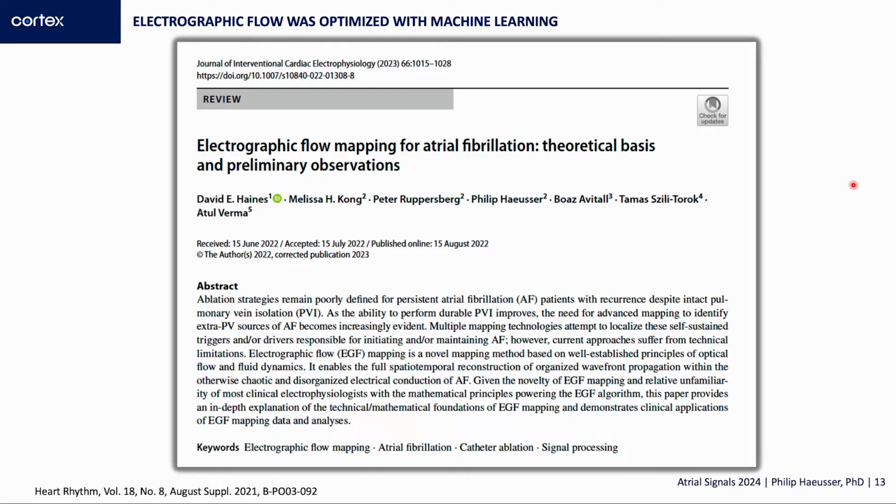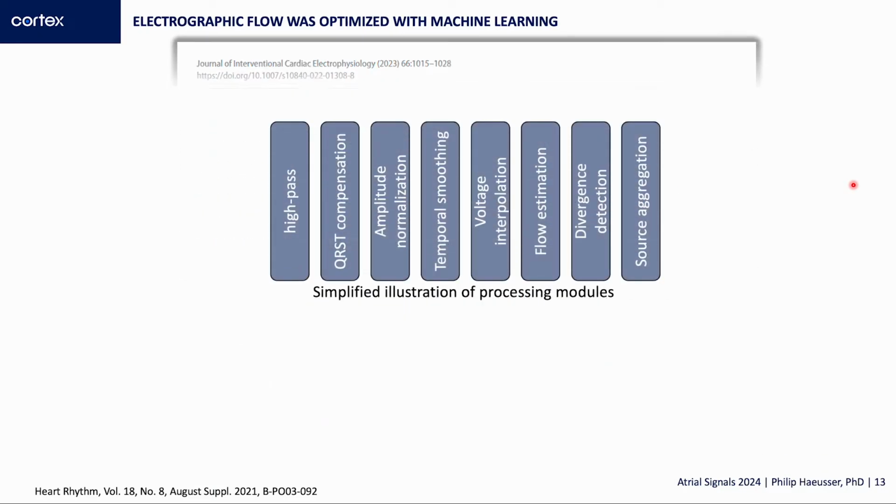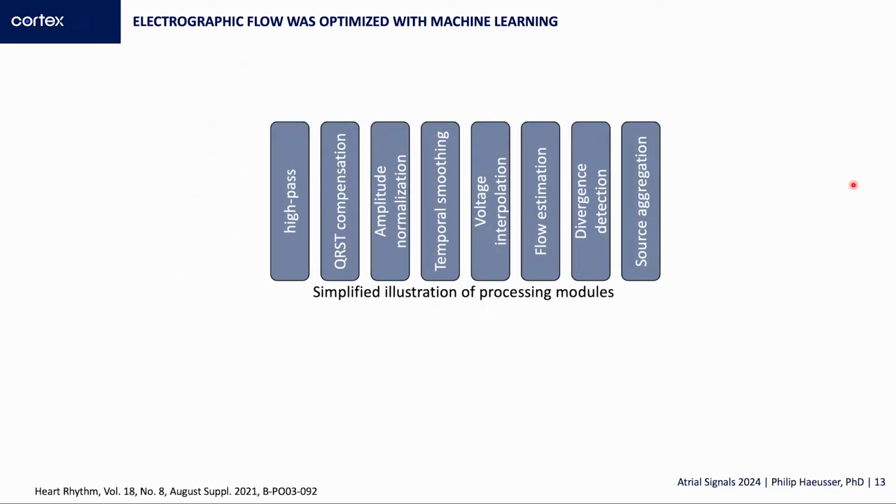We really want to make our technology a white box. We want to make it transparent and understandable for everyone. That's why we published a white paper with the great David Haeusser. It contains all the details about our algorithm. At a high level, our data processing pipeline consists of a sequence of modules. For example, a high-pass module, a QRST compensation module, the flow estimation, the divergence detection, etc.